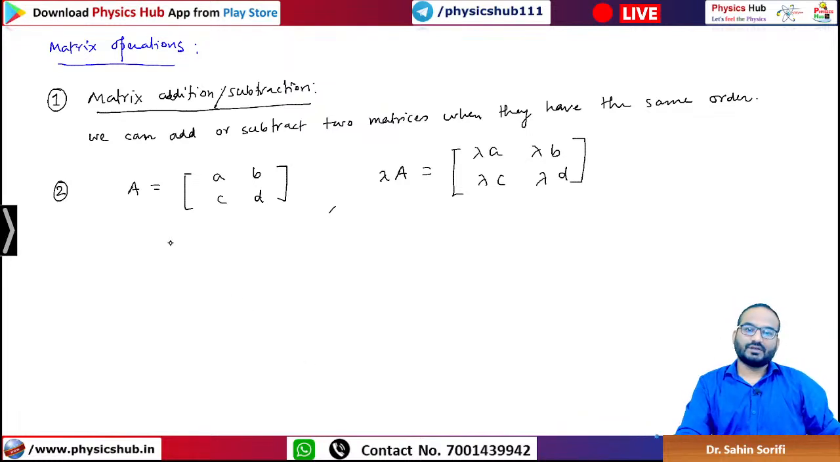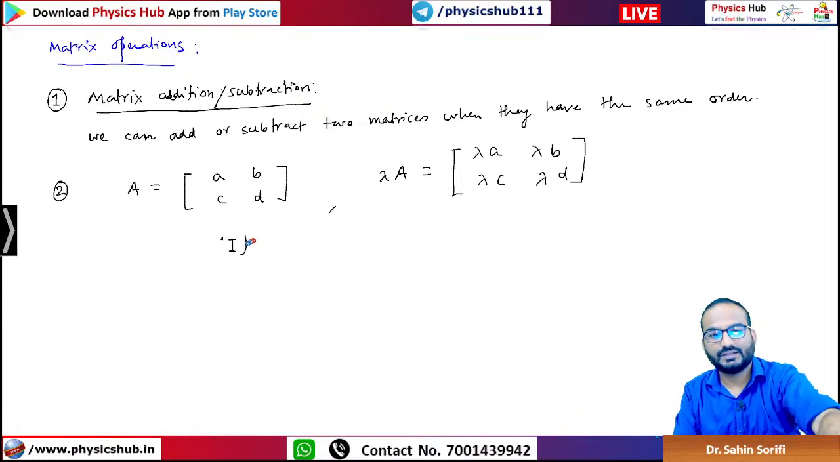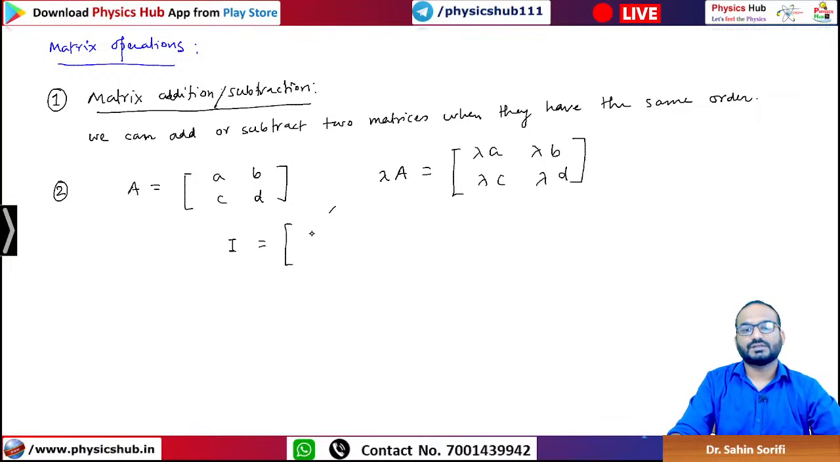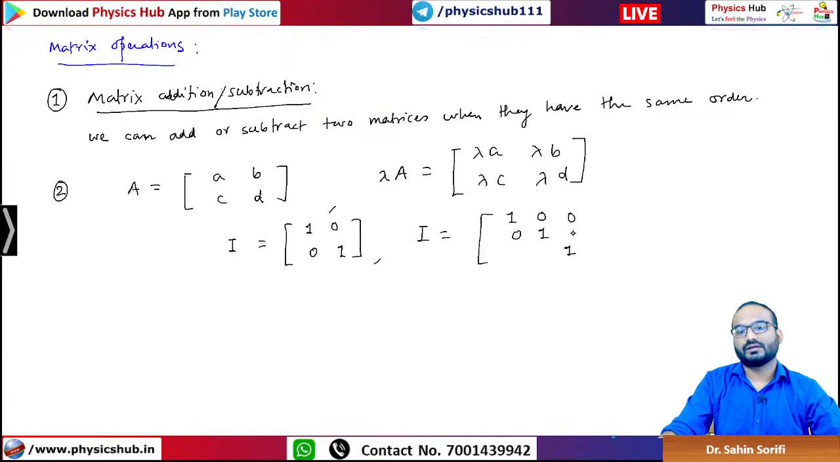Now let's say this is an identity matrix. What is an identity matrix? For an identity matrix, you know, the principal diagonal elements are 1. So if I consider a 2 by 2 identity matrix, it looks like this. Again, we can consider a 3 by 3 identity matrix. In a similar manner, let me write I2, I3.